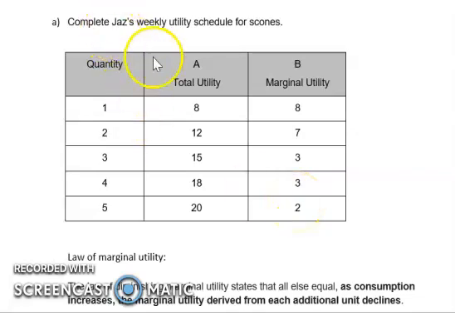So, as Jess consumes more and more scones, if she consumes one, marginal utility was 8. When he consumes the second one, the additional satisfaction he gets decreases to 7. When he consumes the third one, it's decreasing to 3. At the fourth one, it's the same. However, at the fifth one, it's decreasing.